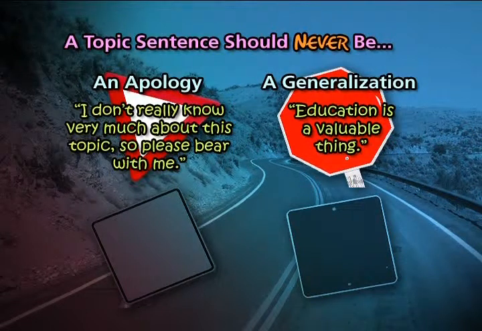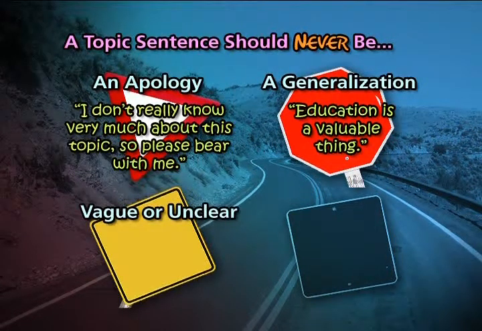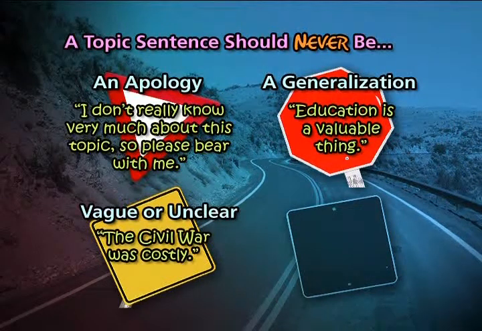Number 3, you don't want some kind of vague generalization or something that's unclear, as in, the Civil War was costly. Well, what kind of cost are you talking about? Are you talking about human lives? Are you talking about economic costs? Are you talking about power? Also, what Civil War? Are you talking about the American Civil War? So that's not a very good topic sentence.